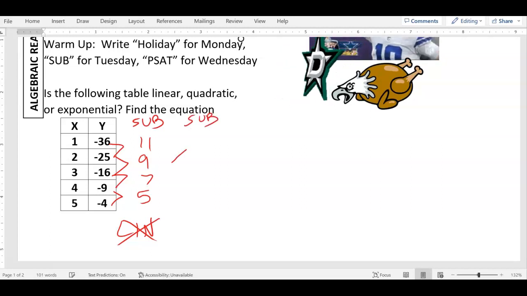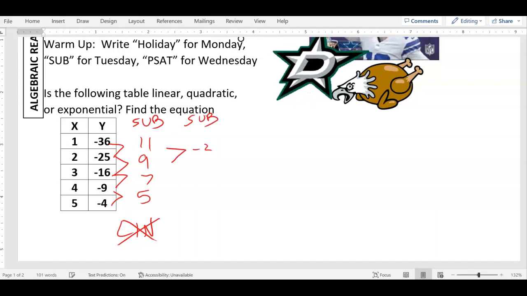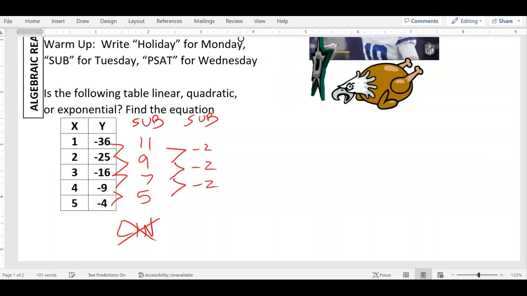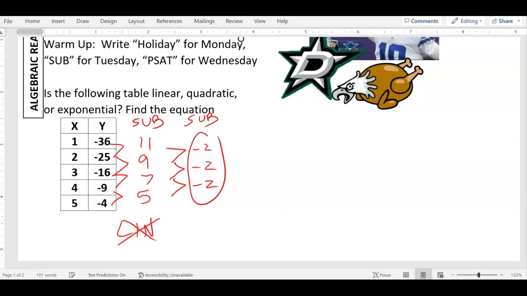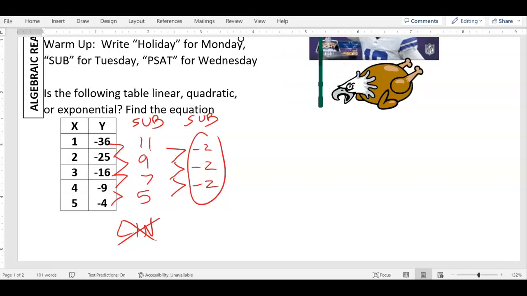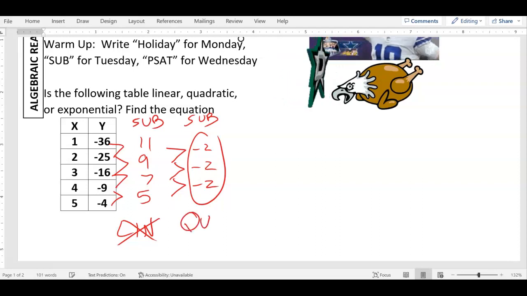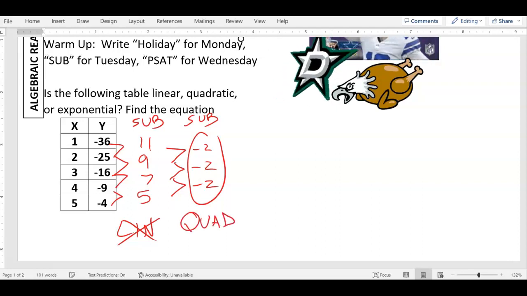So 9 minus 11, negative 2. 7 minus 9, negative 2. 5 minus 7, negative 2. Hey, this time they're all the same. So that means it's what? Is it exponential or quadratic? Second difference is quadratic. When is it exponential? What would we have to do? Divide. When you divide, and those are the same, that's exponential.